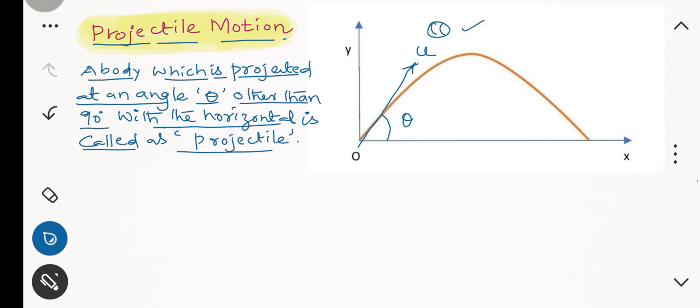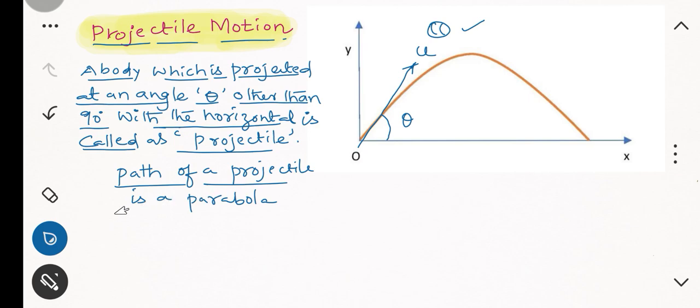Now we have to show that the path of a projectile is a parabola.